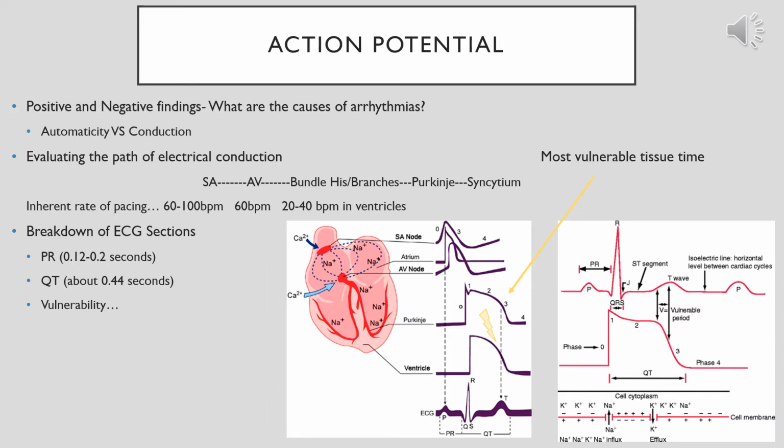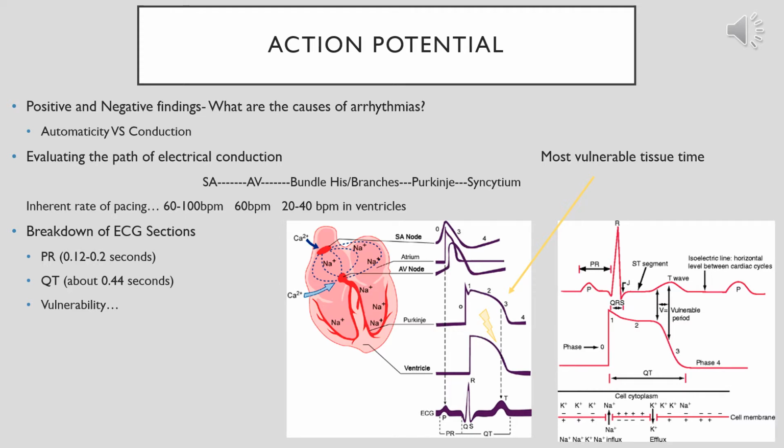You have the SA node and the AV node hosting a collection of pacemaker cells. These pacemaker cells have great control of the conduction of the heart, and if something happens to the SA or the AV node, there are scattered pacemaker cells throughout the ventricles that will spontaneously generate impulses. I have listed up here the inherent pacing or rate of pacing. As you go from different parts of the heart, from the SA to the atrium to the ventricles, you have a slowing of the inherent pacing that these cells will auto-generate.